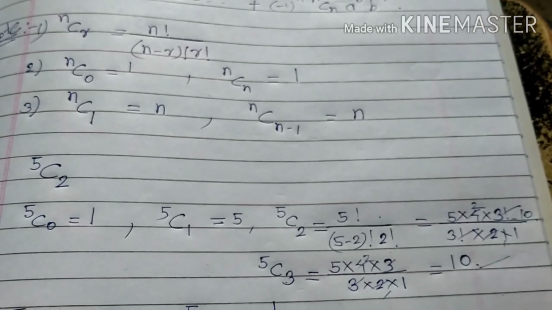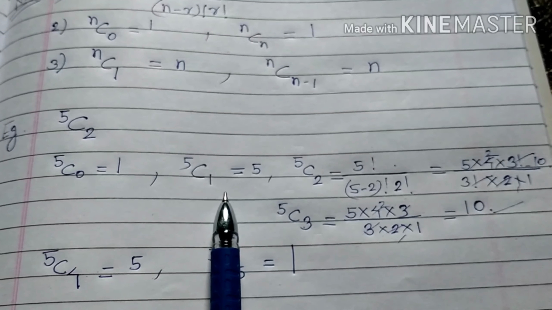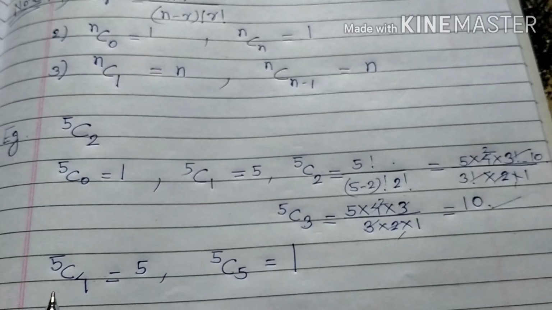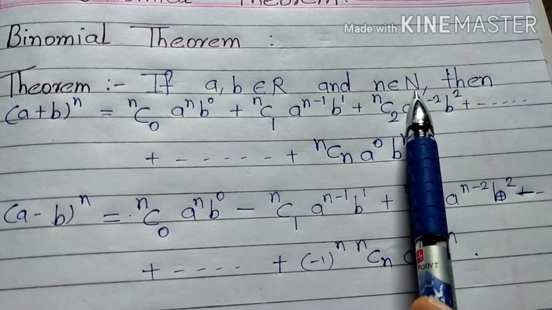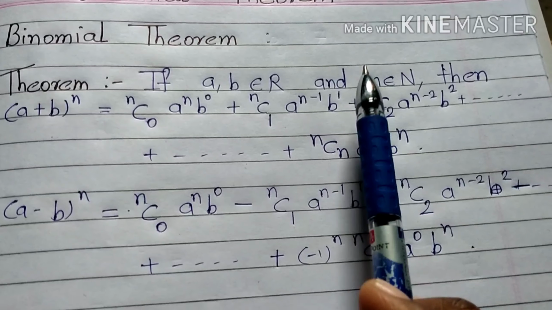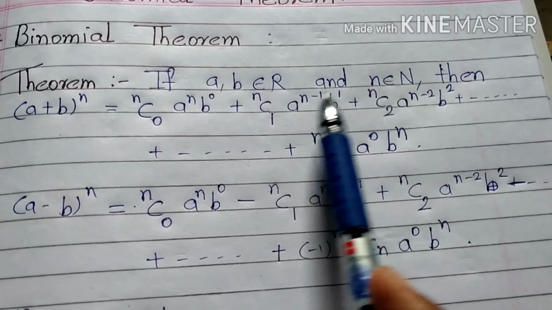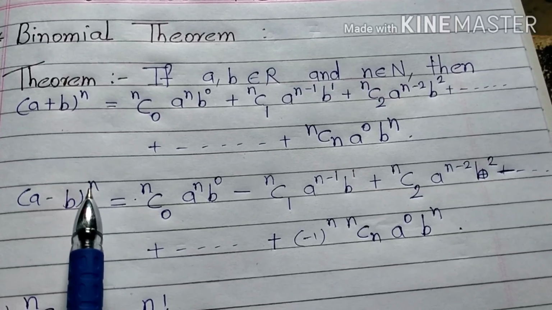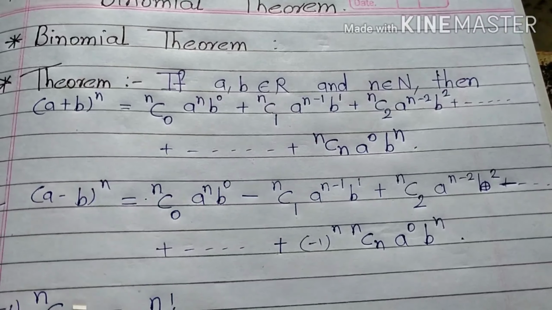So by using the formula of this combination, we can find all the nC0, nC1, nC2. And student, remember that it is only for positive n. Here in the formula, it clearly indicates that n belongs to natural number, because this n is positive. We want a positive number, and a, b belongs to real number. So note that this power is always a natural number, and this rule is allowed for only natural numbers.